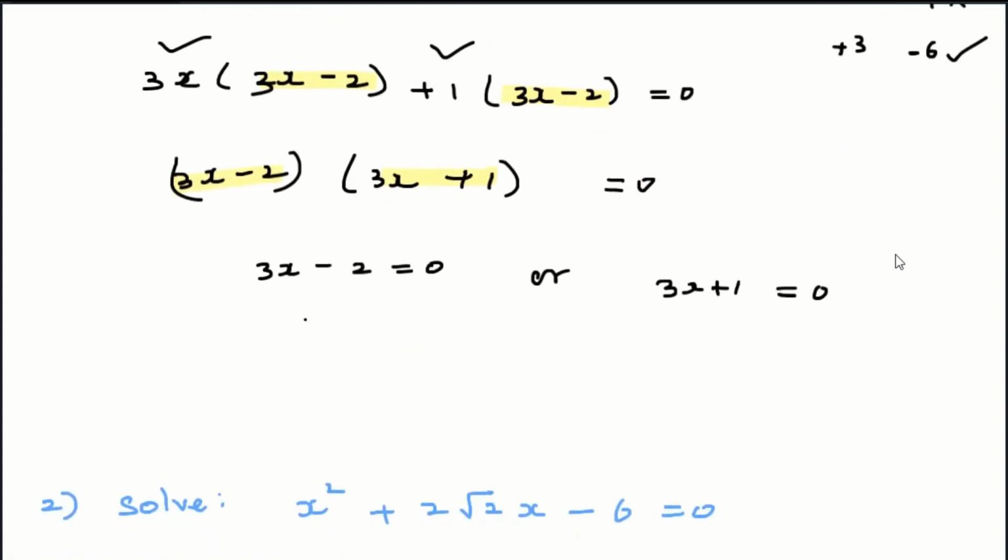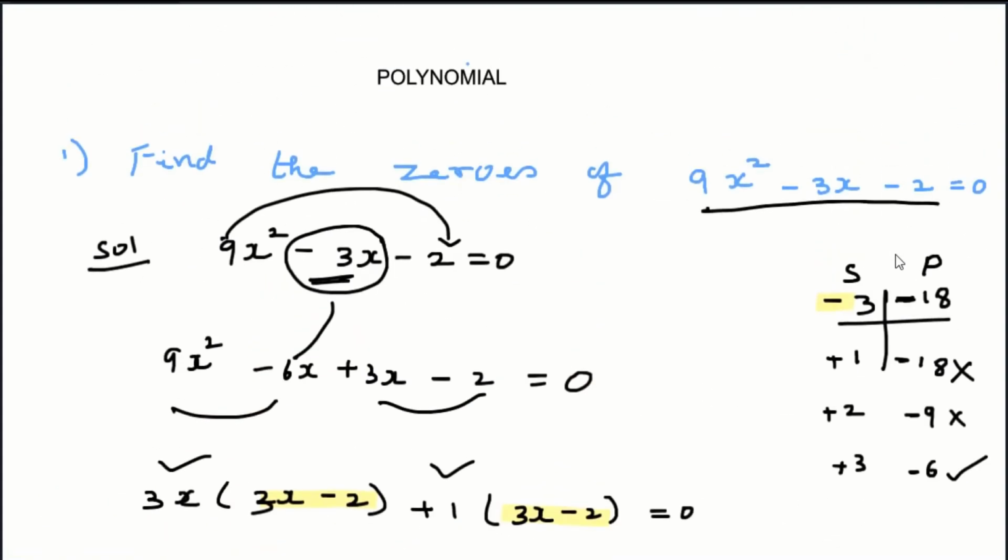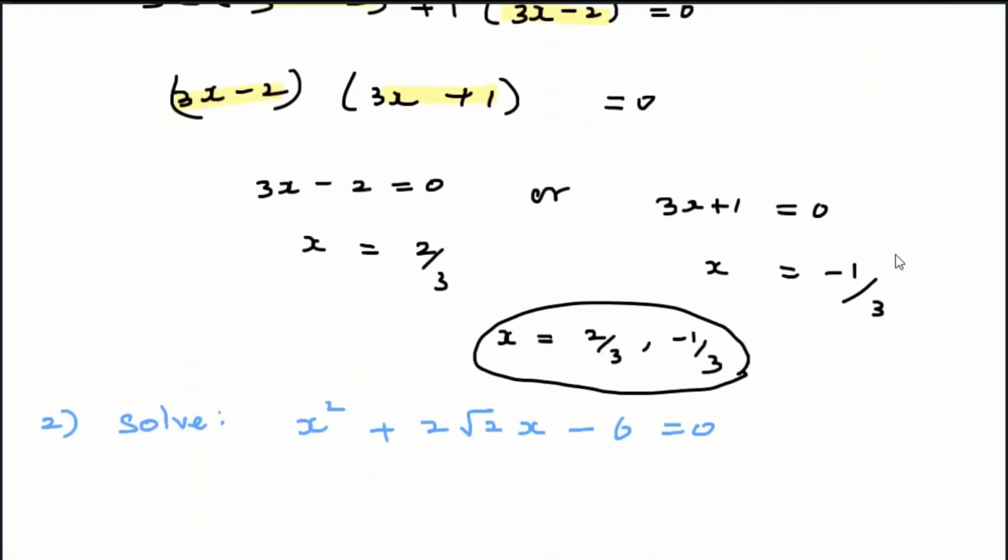So x is equal to minus 2 comes to this side as plus 2, by 3, so x is 2 by 3, or x is equal to plus 1 comes to this side as minus 1, and the 3 which multiplies x comes to this side as divided by 3. So the solution is x is equal to 2 by 3, comma minus 1 by 3. Do you get it? Since it is a quadratic equation, I have got two answers.